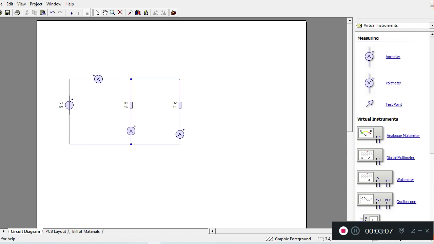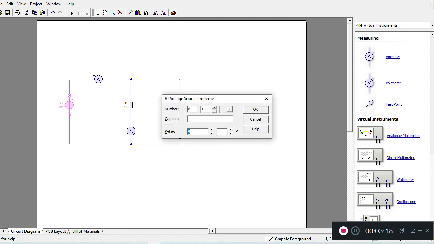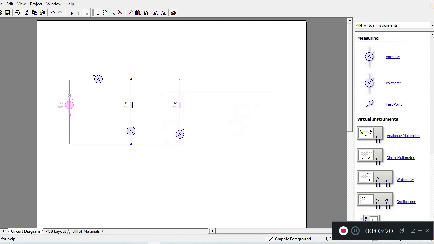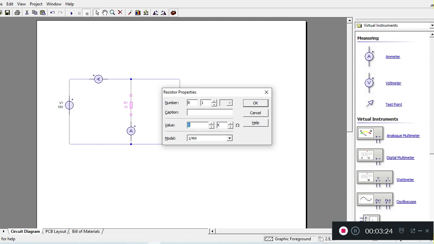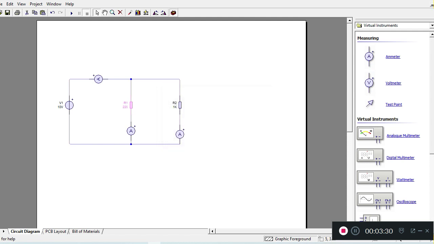All right. So now my circuit is well constructed. I would like to change the values of some of the components, like the voltage source. I want to change it to 10 volts. So I'll just double click on it and then I'll change it to 10. All right. The resistor, I want to make it 220 ohms. So 220, and then you change the K over here, and then you have the 220 ohms.